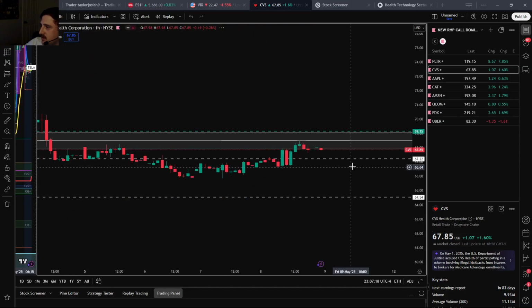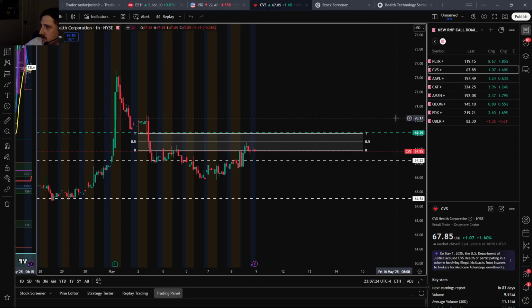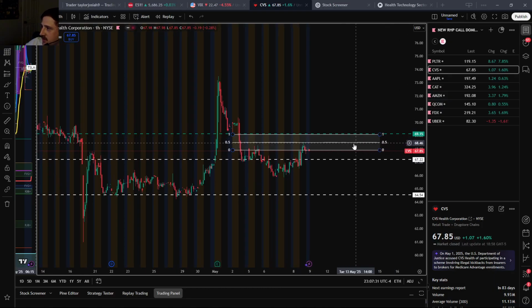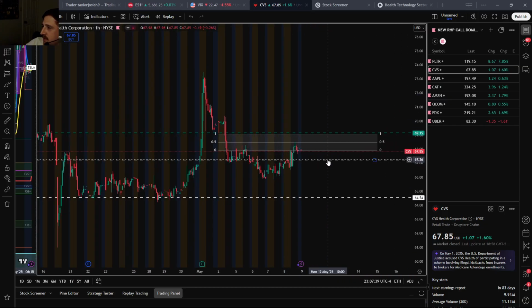Let's see, 1 hour. I just really don't see us getting higher. I could see us pushing up into 69 and getting smacked right back down. So pay attention to that. Pay attention to how price might react within this range. I am speculating lower on CVS.